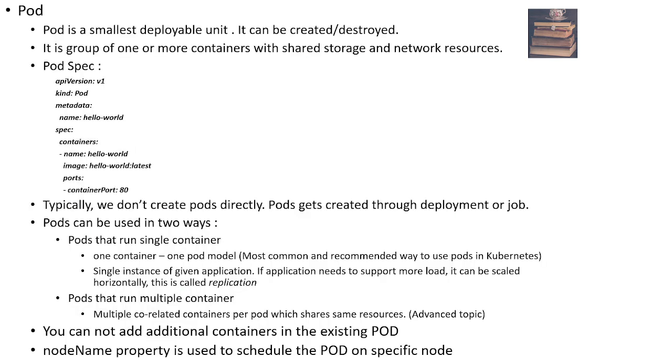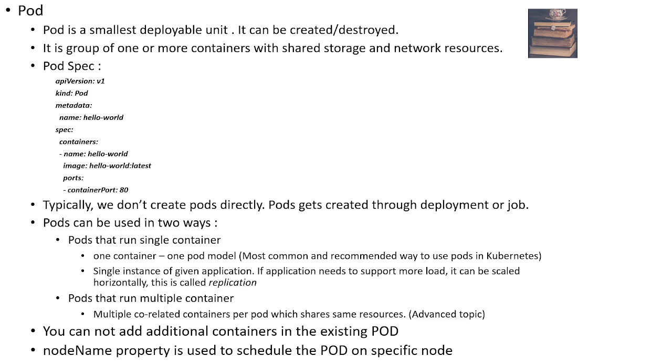Now, let's start with the basic one, the pod. Now, what is a pod? A pod is the smallest deployable unit in Kubernetes. It can be created or destroyed. It is basically a deployable unit. In a pod we have containers.